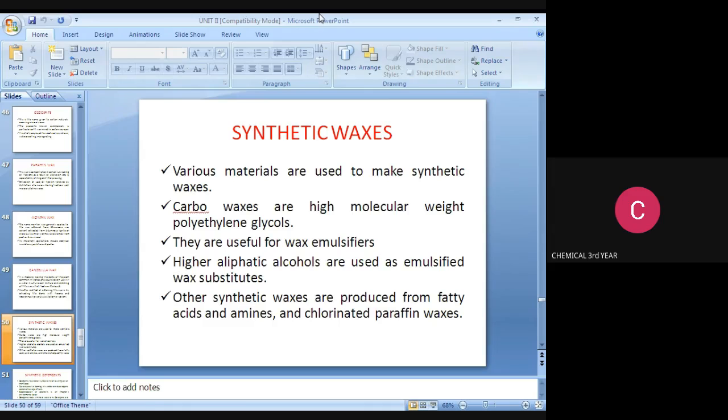So, various materials are used to make synthetic waxes. Carbowaxes are high molecular weight polyethylene glycols. They are useful for wax emulsifiers. Higher aliphatic alcohols are used as emulsified wax substitutes. Other synthetic waxes are produced from fatty acids and amines and chlorinated paraffin waxes. These are the synthetic waxes.